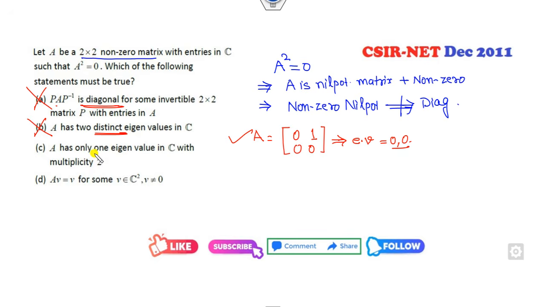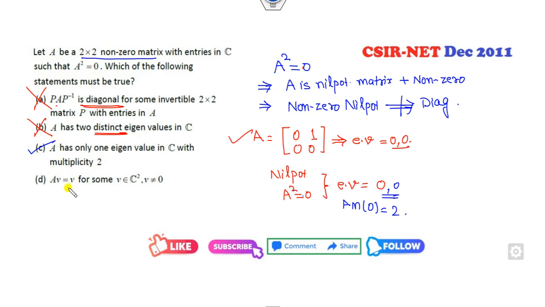A has only one eigenvalue with multiplicity 2. Yes, because it's a nilpotent matrix. A squared is equal to 0. So what is the eigenvalue of a nilpotent matrix? The eigenvalue is always 0, and the algebraic multiplicity is always 2.